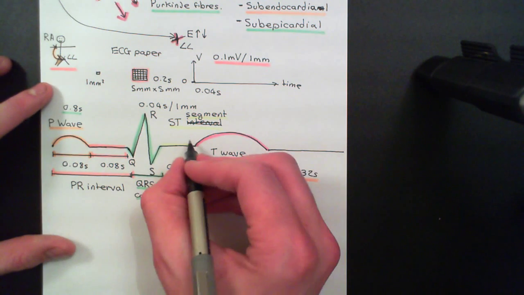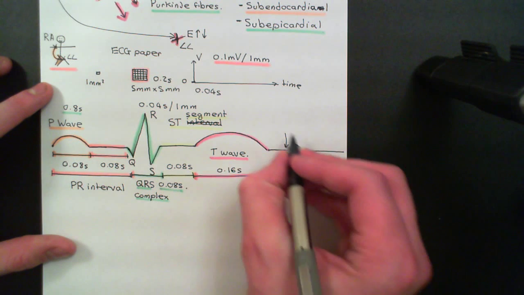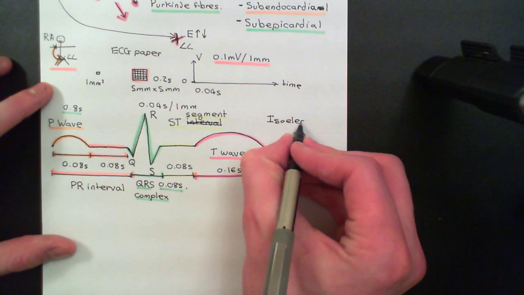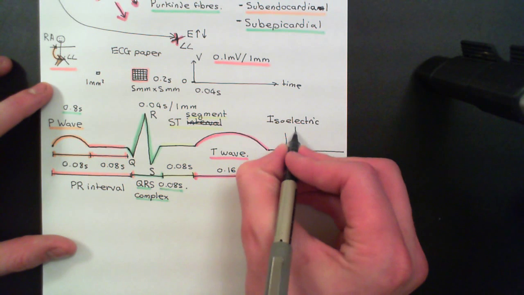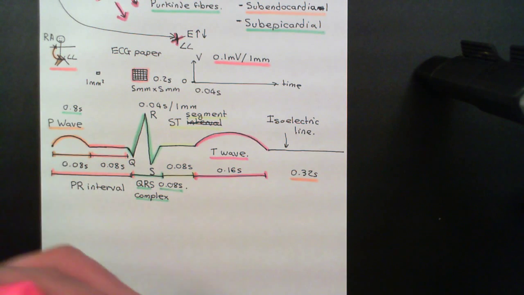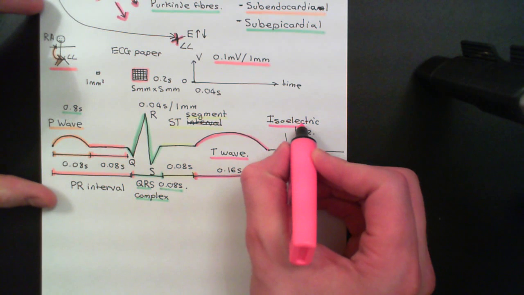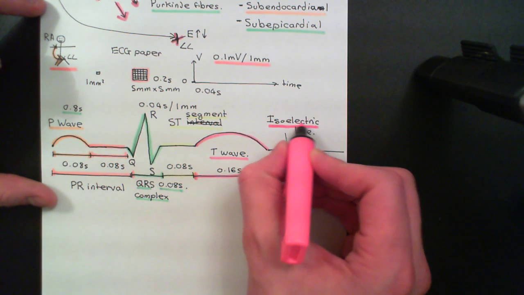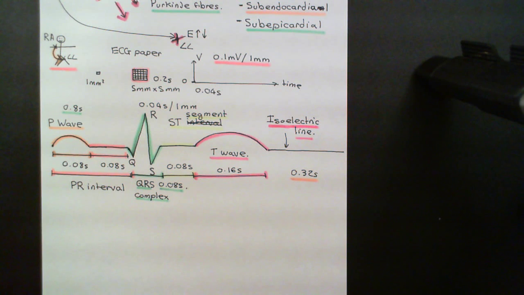And by the way, the line of 0 electrical potential difference, this is known as the isoelectric line. So just a piece of terminology that you'll often hear people talk about. The isoelectric line just means the same electrical potential is at 2 points. So iso means same, electric obviously refers to electrical. So this is the line where the 2 points that you have the electrodes have the same electrical potential. There is no electrical potential difference between the two.